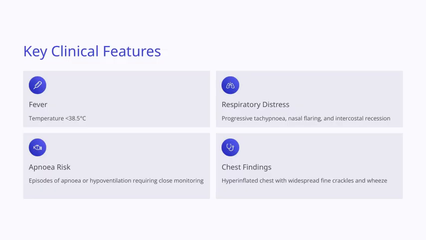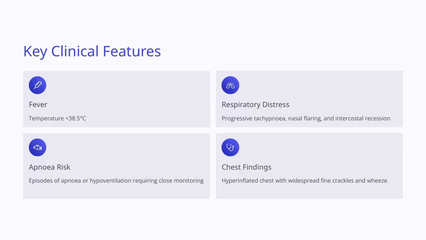Let's go through some of the key clinical features we often see. First, fever. Usually the temperature is less than 38.5 degrees Celsius, so it's not always a high fever, but it's still an important sign to monitor. Next, respiratory distress is common, and you'll notice it through progressive tachypnea, which is faster breathing, along with nasal flaring and intercostal recession. Those are signs that the child is working harder to breathe. We also need to be vigilant about the risk of apnea, which means episodes where the child temporarily stops breathing, or hypoventilation, so close monitoring is essential in these cases.